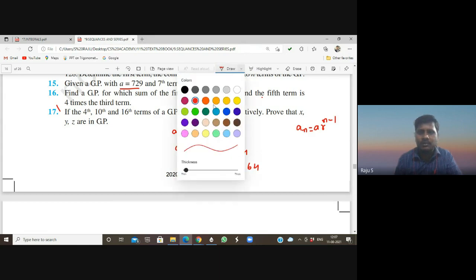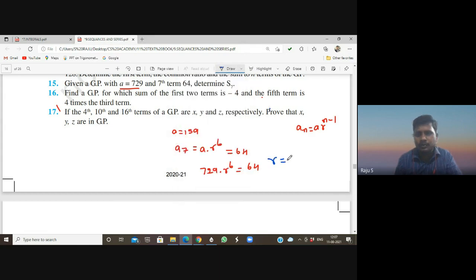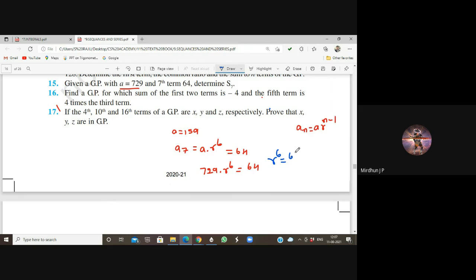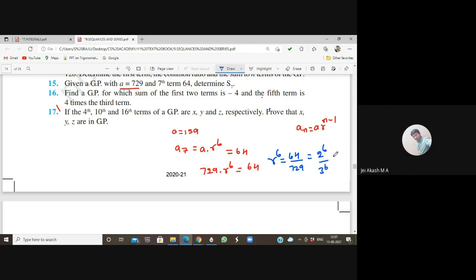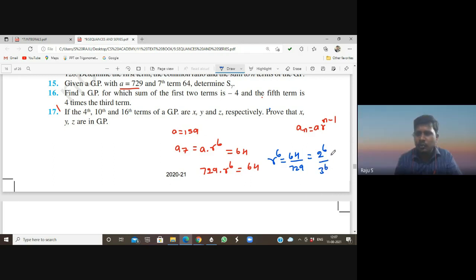From this, what is the common ratio? R power 6 is 2 by 3... Yes, 64 can be written as 2 power 6 by 3 power 6. Right, 2 power 6 over 3 power 6 can be written as 2 by 3 whole power 6, which implies what is the R value? R is 2 by 3. Here we got it. A is already given, and we got the R value.